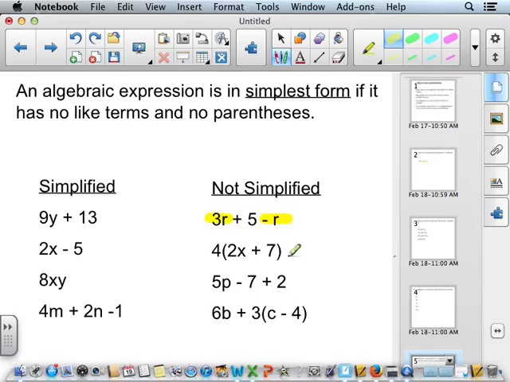Here I have 4 times 2x plus 7. Because that 4 can be distributed, I can multiply it by 2x and by 7 and simplify this expression further. Here I have 5p minus 7 plus 2. I have like terms of negative 7 and positive 2. Because these can be combined, this can be simplified. Here I have 6b plus 3 times c minus 4. Because I have parentheses and I can distribute the 3 by multiplying by c and negative 4, this expression can still be simplified.